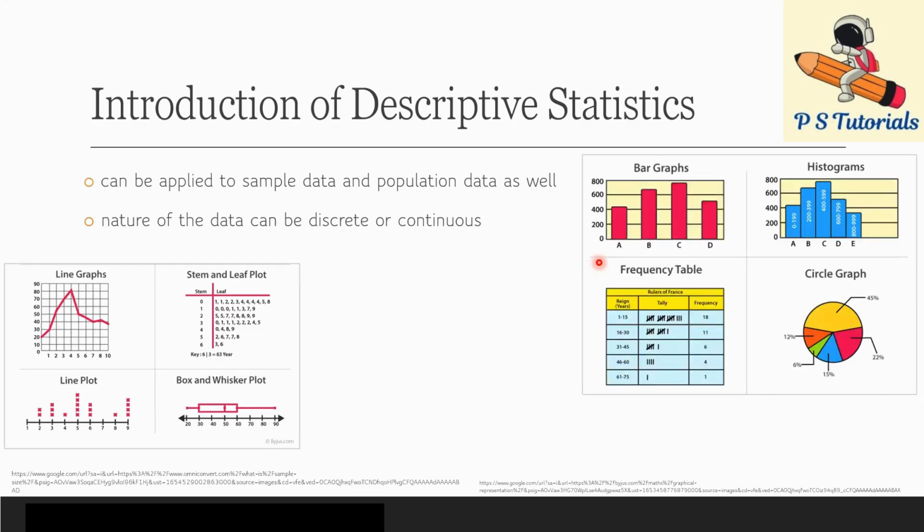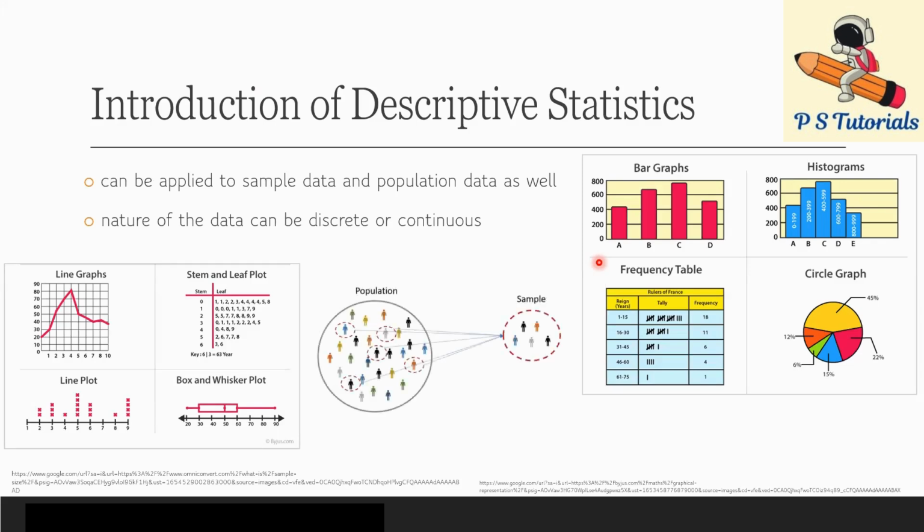The analysis methods of descriptive statistics can be applied on sample data and on population data as well. Population data is data that is present in a very large amount, and sample data is the data derived from population data in such a way that it represents the population data very well.